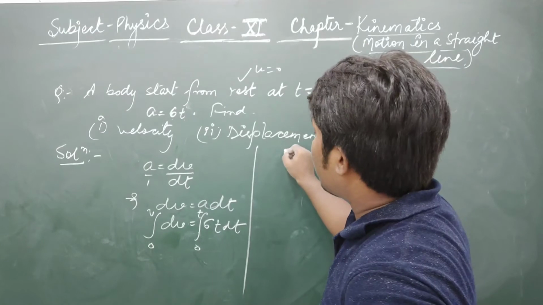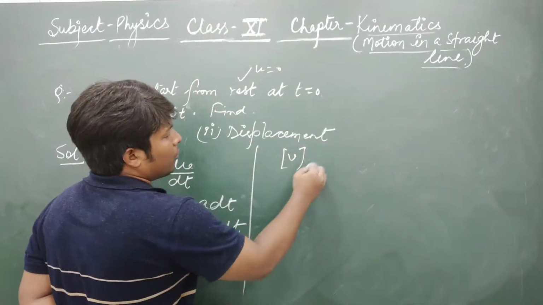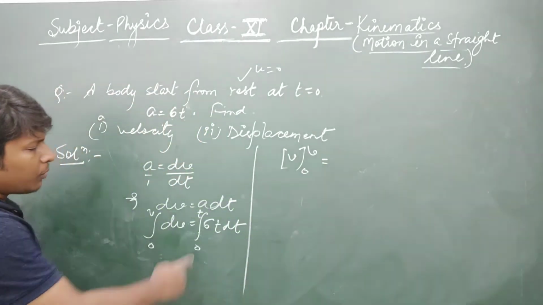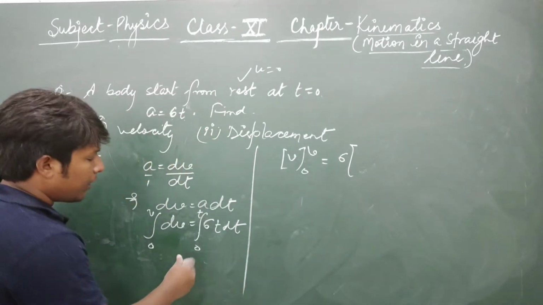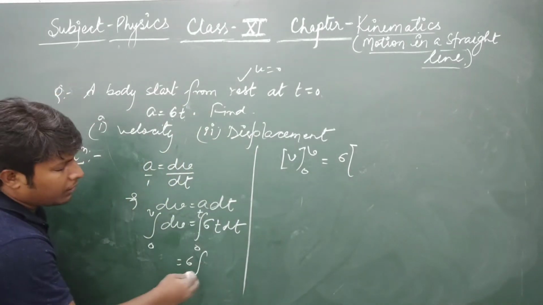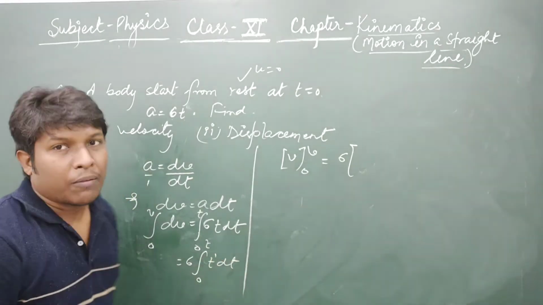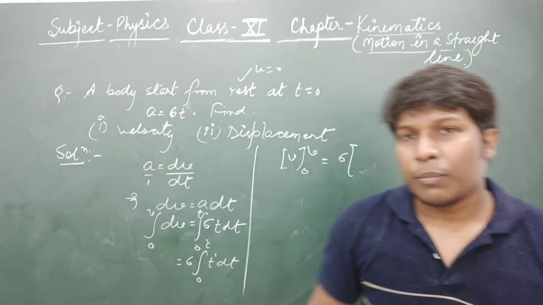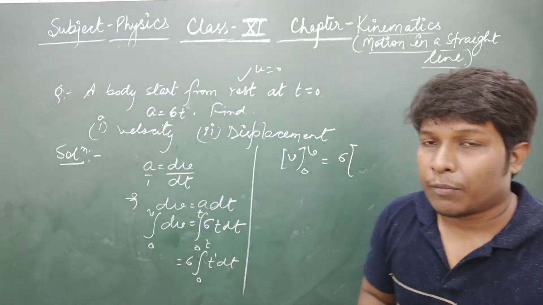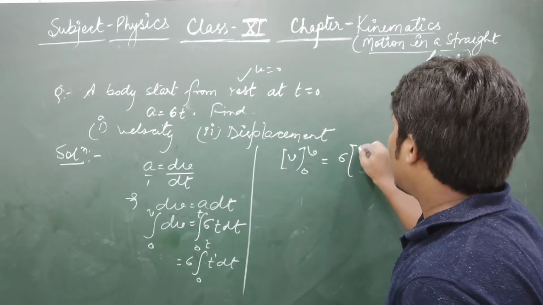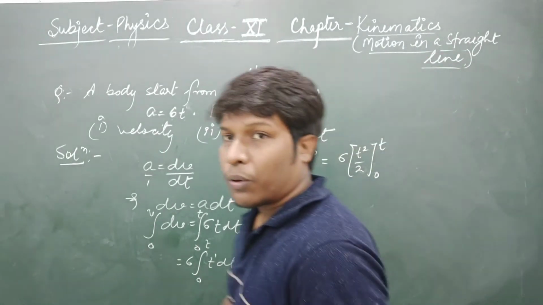Now integrate this term, so it will be v from 0 to v, and it is equal to 6 common, and it will be t dt. 6 will be outside of the integration, 0 to t, it will be t dt, and here t is raised to the power 1, and the integration of t raised to the power 1 is t raised to the power 1 plus 1 over 1 plus 1. It means t square by 2. So the integration is t square by 2 and the limit is 0 to t.